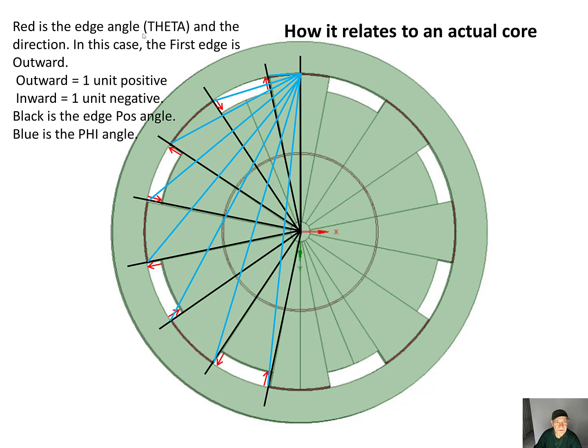Red is the edge angle, theta, and the direction. In this case, the first edge is outwards, so we will make the outwards then as 1 positive unit, and all inward units will be 1 unit negative. Black is the edge position angle, so this angle here, these are the position angles. Blue is the phi angle. These are the phi angles. So right up top here is 90 degrees. As you get closer and closer to 180 degrees for the position angle, the blue line approaches 0 degrees. This is the phi angle, approaches 0 degrees.